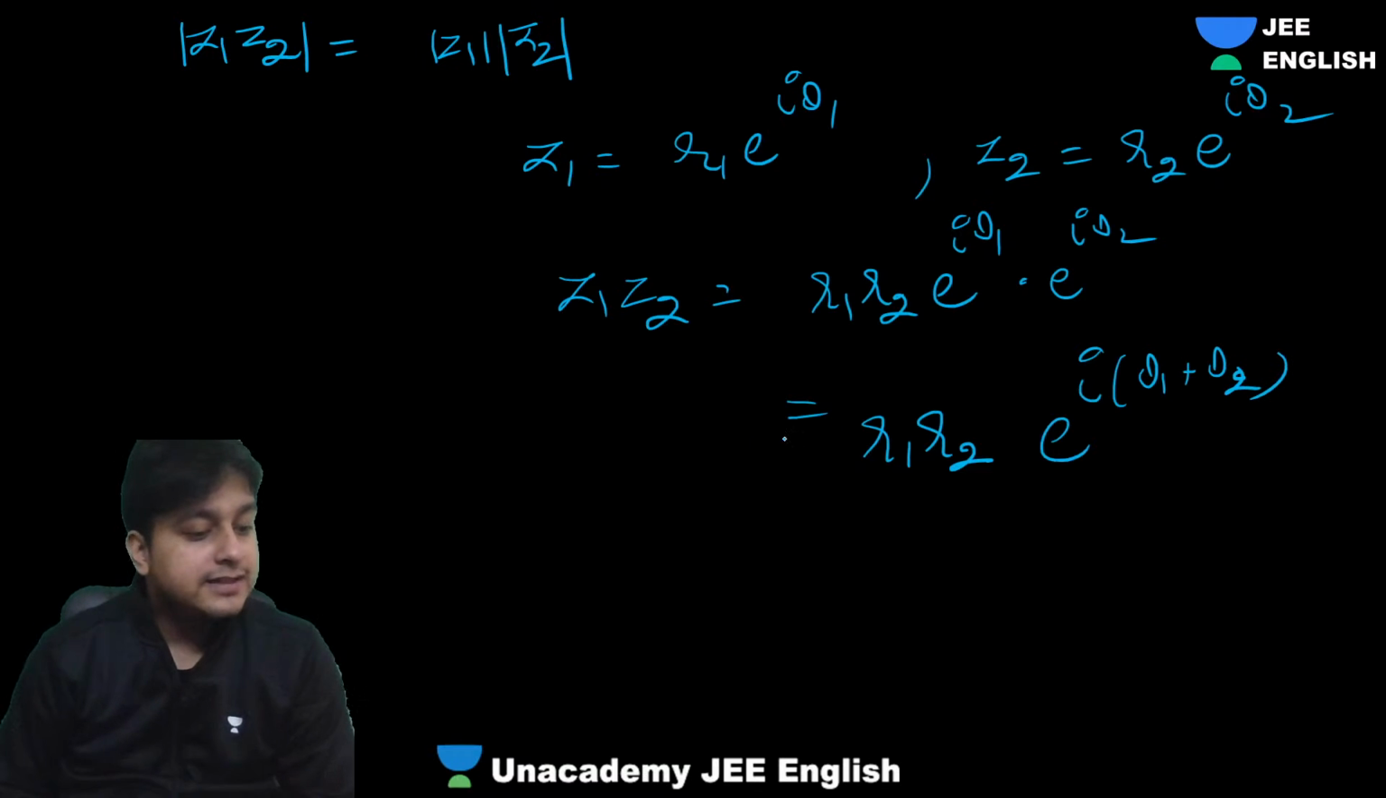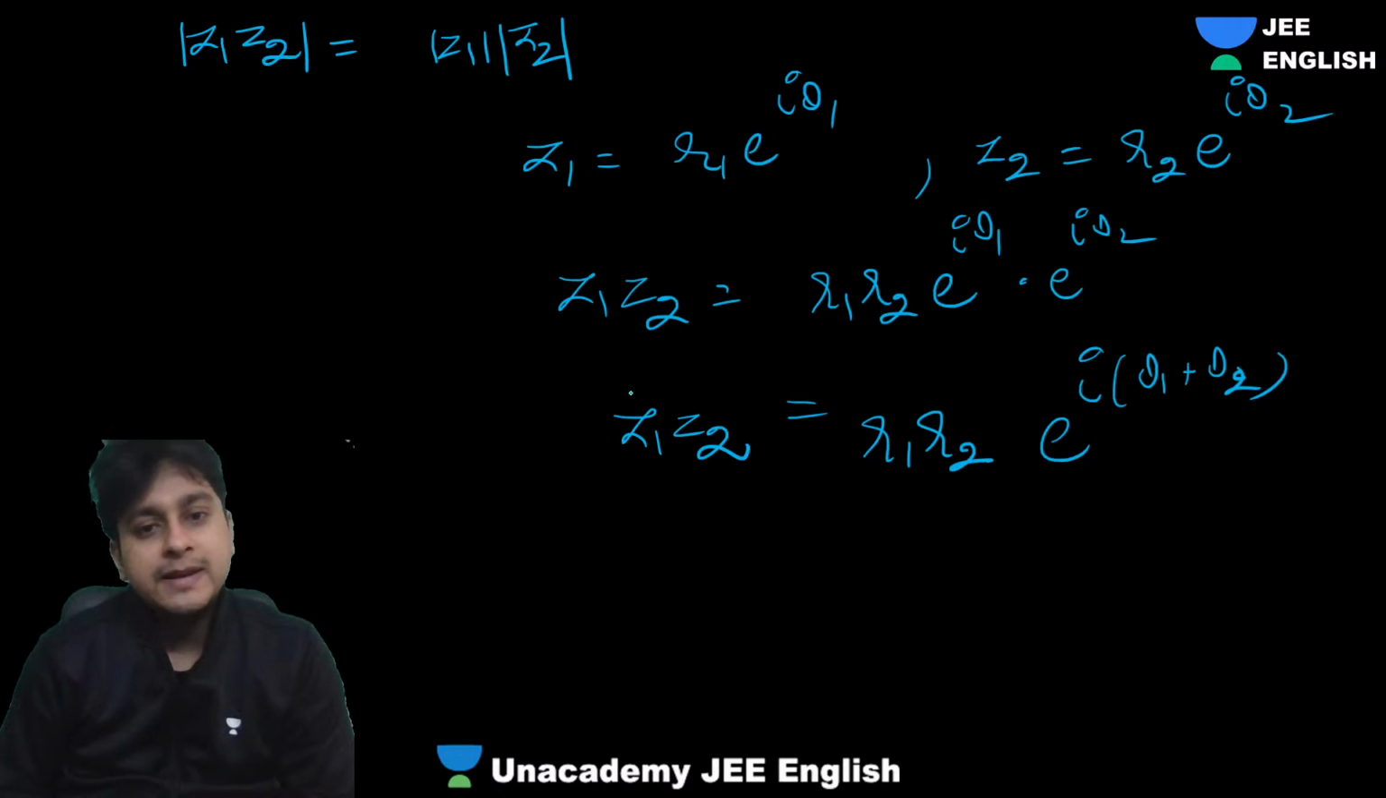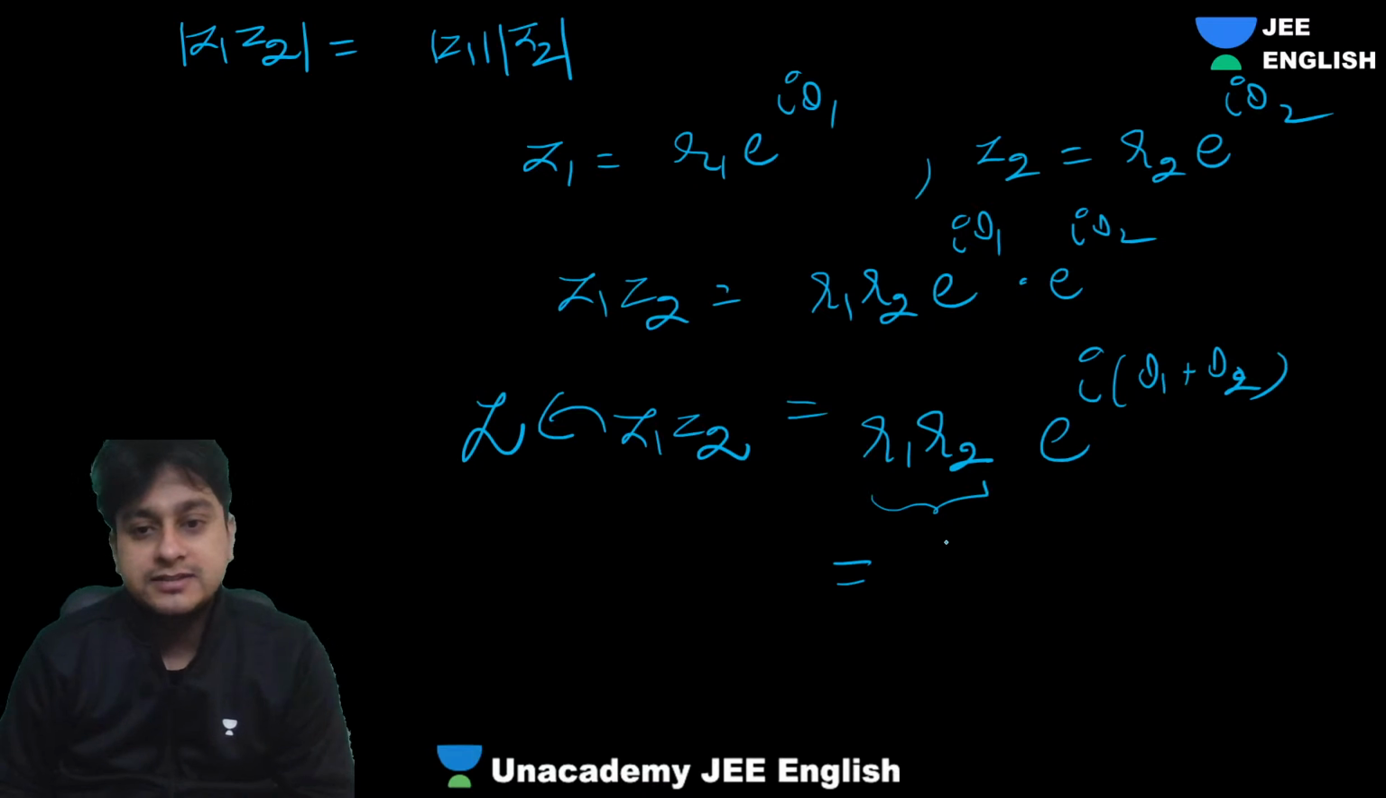Okay, so guys, this is nothing but my z1 into z2. Now this is a complex number, right? Let's call it a new complex number, z. So this is its modulus, right? Whatever is multiplied with e^(i something) is the modulus. Yes, so this is your r.